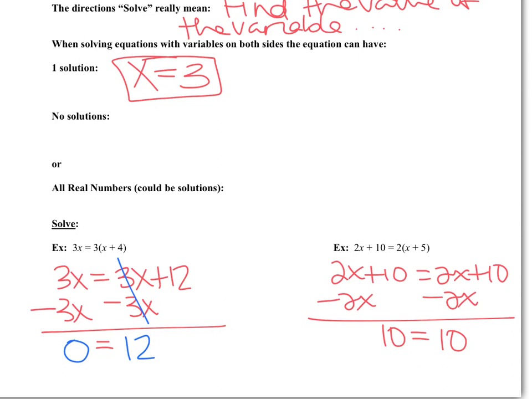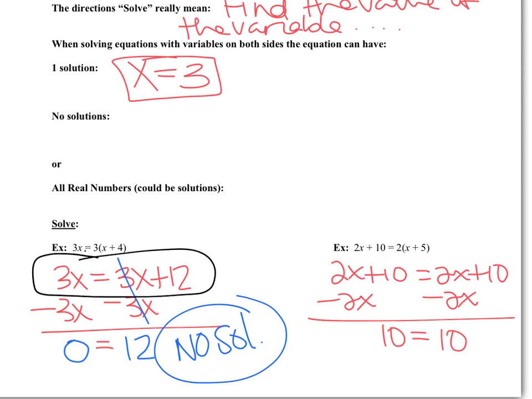So what we're going to take that to mean is that if we get a false statement, we're going to say no solution, because there's nothing that x can be that would work. And if you look back here, you can see that on this side you're multiplying x by 3, and on this side you're also multiplying x by 3, but then you're adding 12, so it'd be like an unbalanced scale.